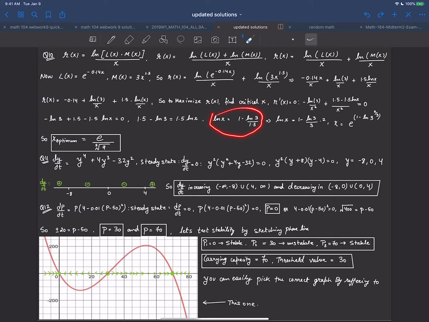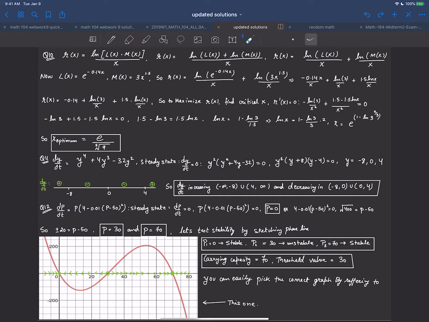You're going to get ln x equals 1 minus ln 3 over 1.5. To further isolate it and solve it, you can follow the steps that I did or do it yourself as well. The optimum x is just whatever the value is going to be. Okay, and that's an optimization problem. It has nothing to do with related rates.